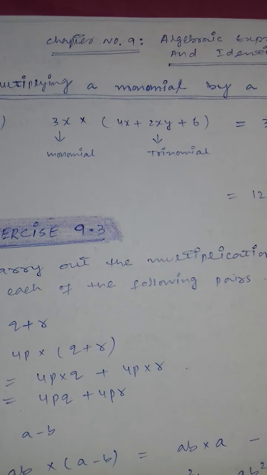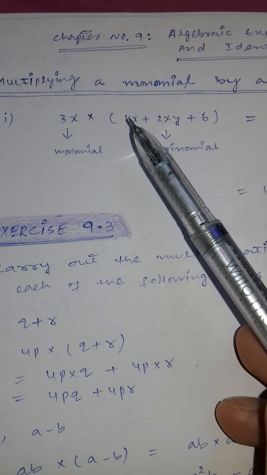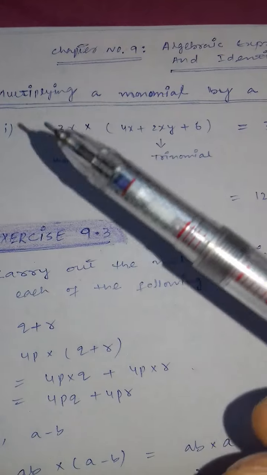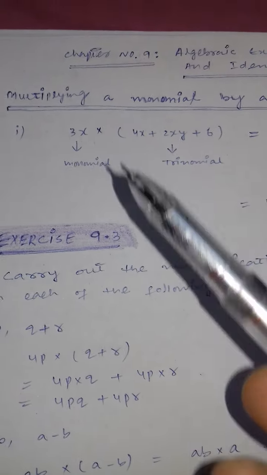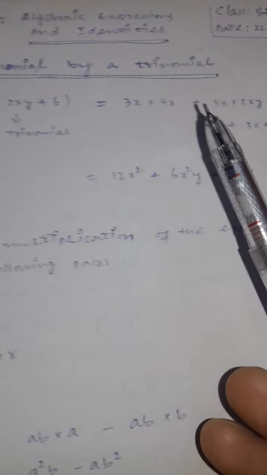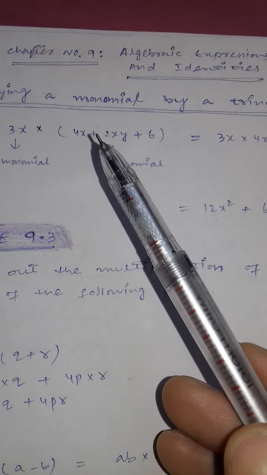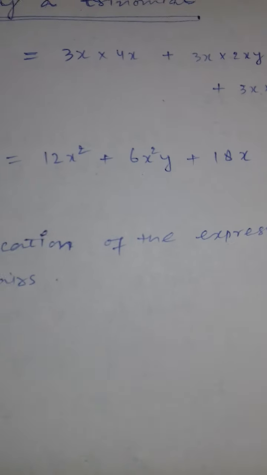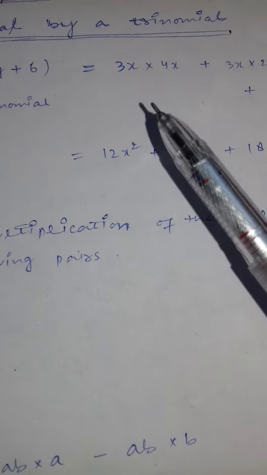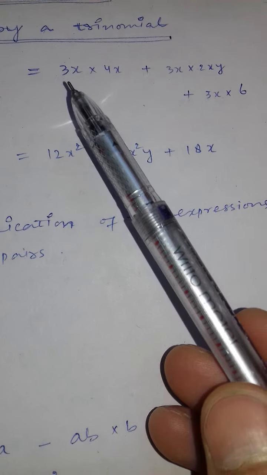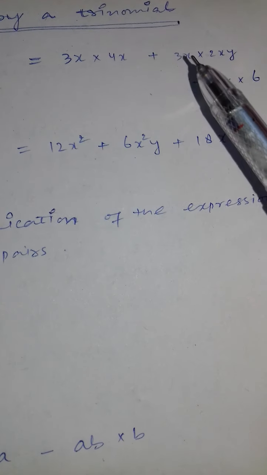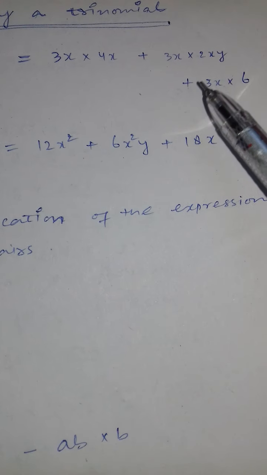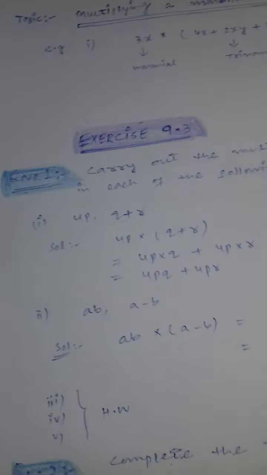So it's known as a trinomial, and this is a monomial. The method will remain the same. First you multiply 3x with 4x, then 3x with 2xy, then 3x with 6, and whatever signs are there, you write them down. 3x into 4x plus, because plus is there, 3x into 2xy, similarly plus 3x into 6. The rest is easy to calculate: 3 4s are 12, x into x, x square, plus 3 2s are 6, x into x, x square into y, plus 3 6s are 18x. This is how to multiply.